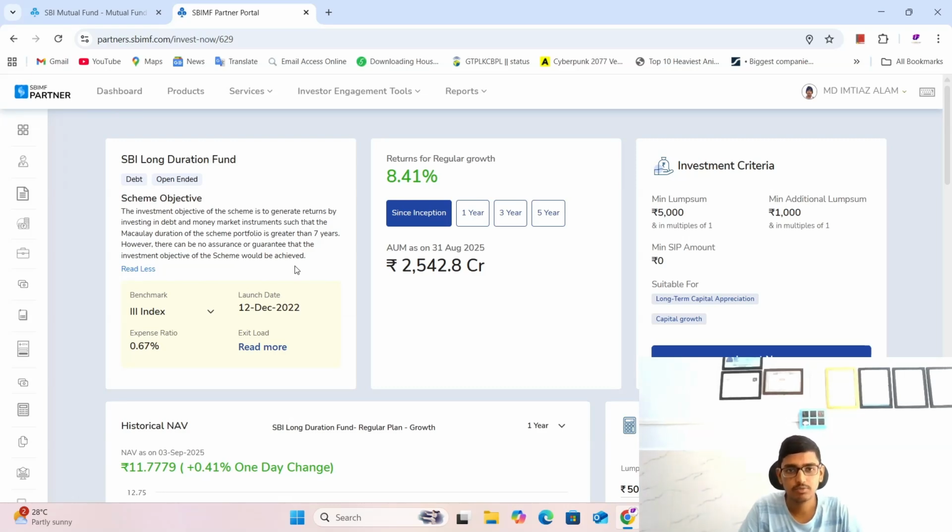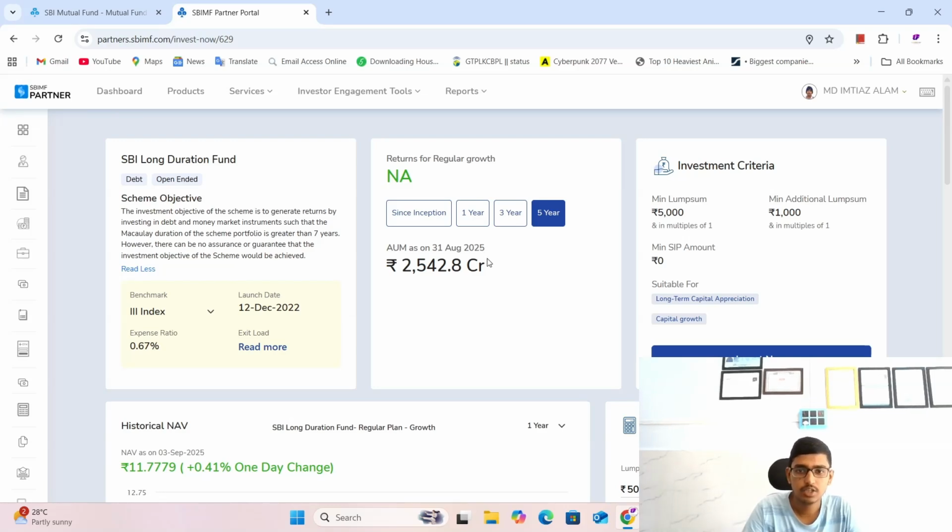Whenever you invest your money in this fund, it invests in debt and money market instruments. Compared to equity, it is less risky, but then we have lower returns for this fund. If we see returns for regular growth, this fund has a return of 8.41%. This fund was launched on 12th December 2022, and from that time the average return has been 8.41%. In the last 1 year, it gave a return of 6.39%. In the last 3 years, there were no returns because the age of this fund is 2 years, so we cannot calculate that. And last 5 years also no returns.